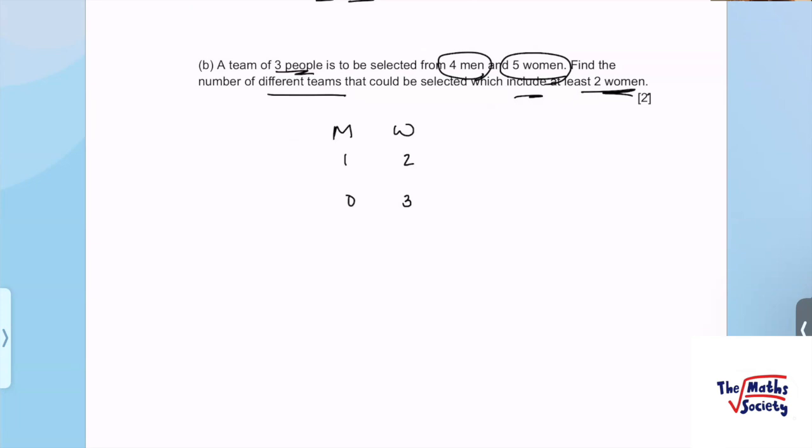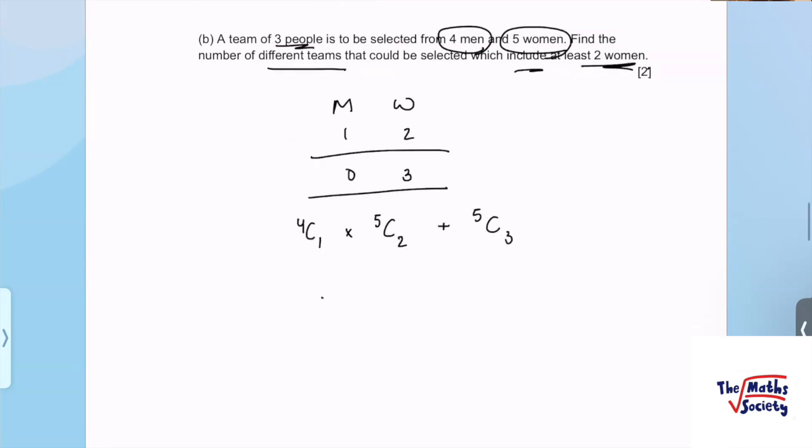So basically from the first, it has 4C1. You choose 1 from a total of 4 men. And that's going to multiply with 5C2. So you choose 2 from the women because it has to be at least 2. And then another thing is that you can choose 5C3 and no men. So that's going to equal, this one multiplied gives you 40, and that's plus 10, which is going to equal 50 ways that can be selected.